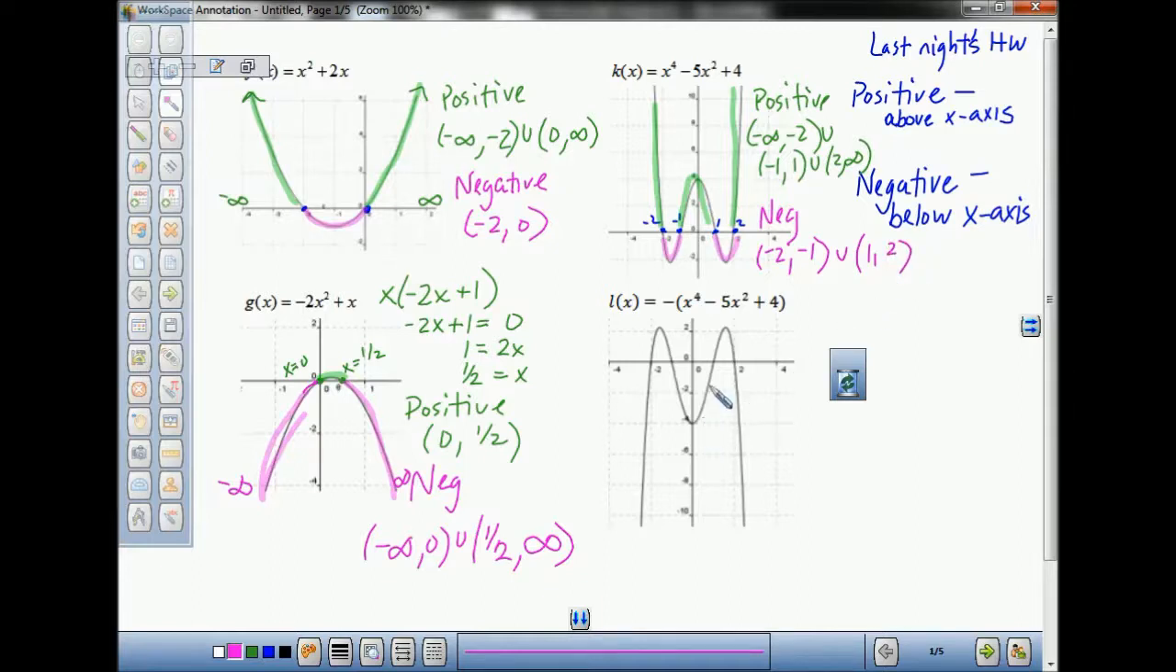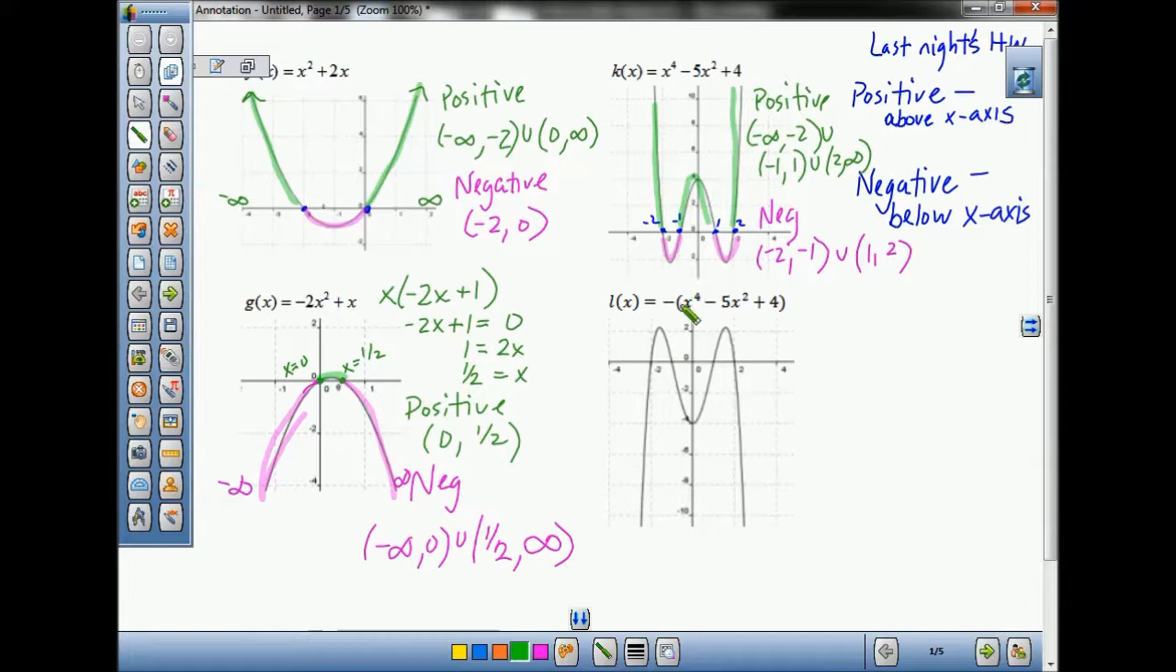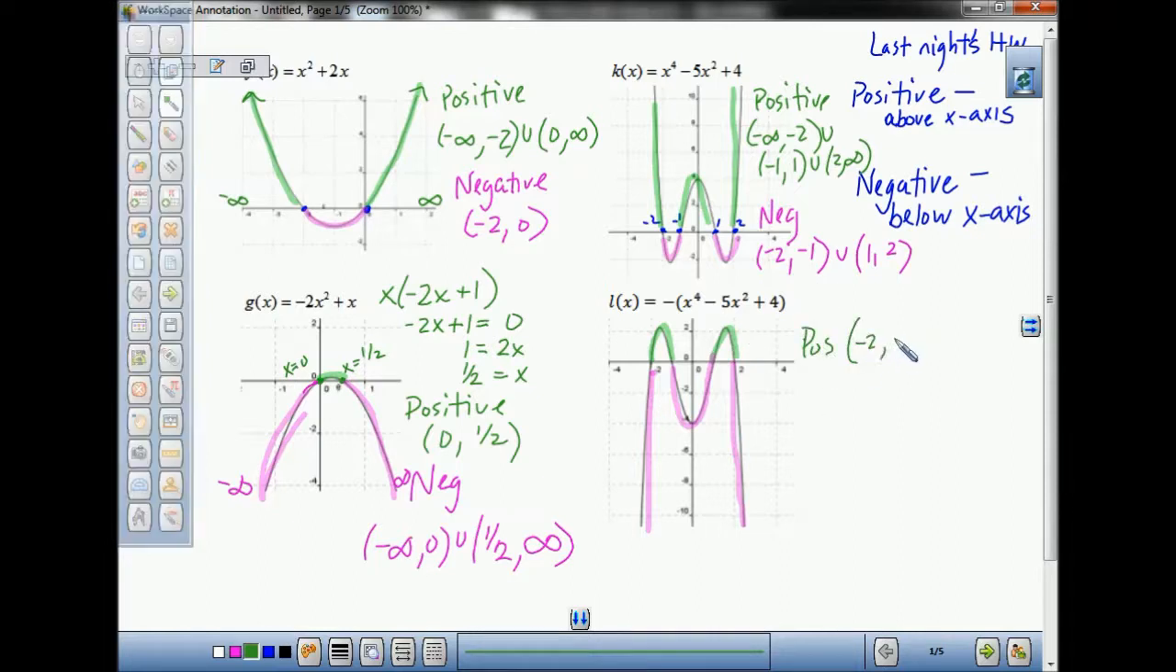And then this one is just the reflected image of this one. So all it does is it takes and switches our positive and our negative. So now it is positive from here to here, and here to here. And then it is negative here, here, and here. All right, so we're just going to switch these two. So now my negative becomes my positive. And my positive becomes my negative. So I have 3 of those intervals.